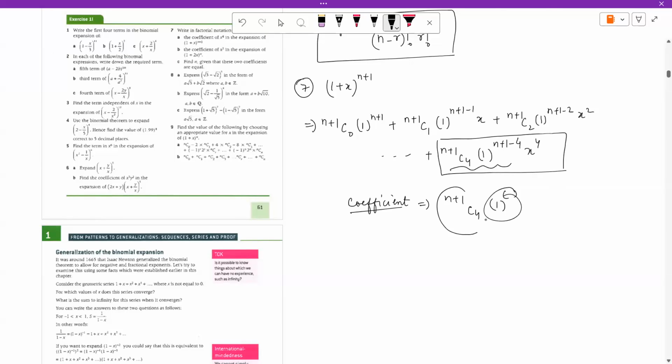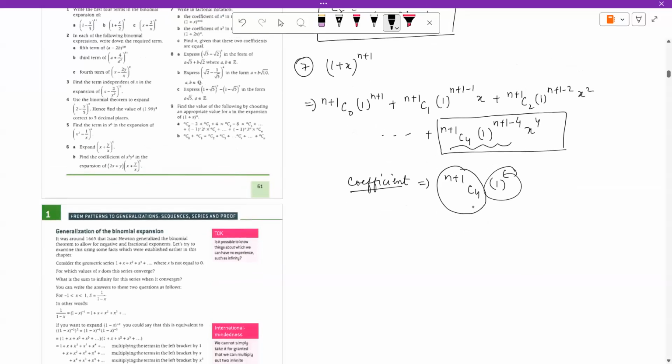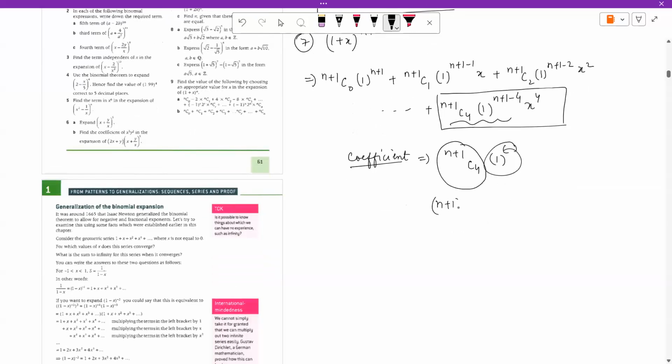So the coefficient is only this one, and we can stop at this point, or we can just simplify this. It would be (n plus 1) factorial, and then (n plus 1 minus 4) factorial, and then 4 factorial, right? So we can expand this. The first component would be n plus 1, the second component n plus 1 minus 1, third n plus 1 minus 2, then n plus 1 minus 3, and then n plus 1 minus 4. We'll stop at this point. And this divided by (n plus 1 minus 4) factorial.